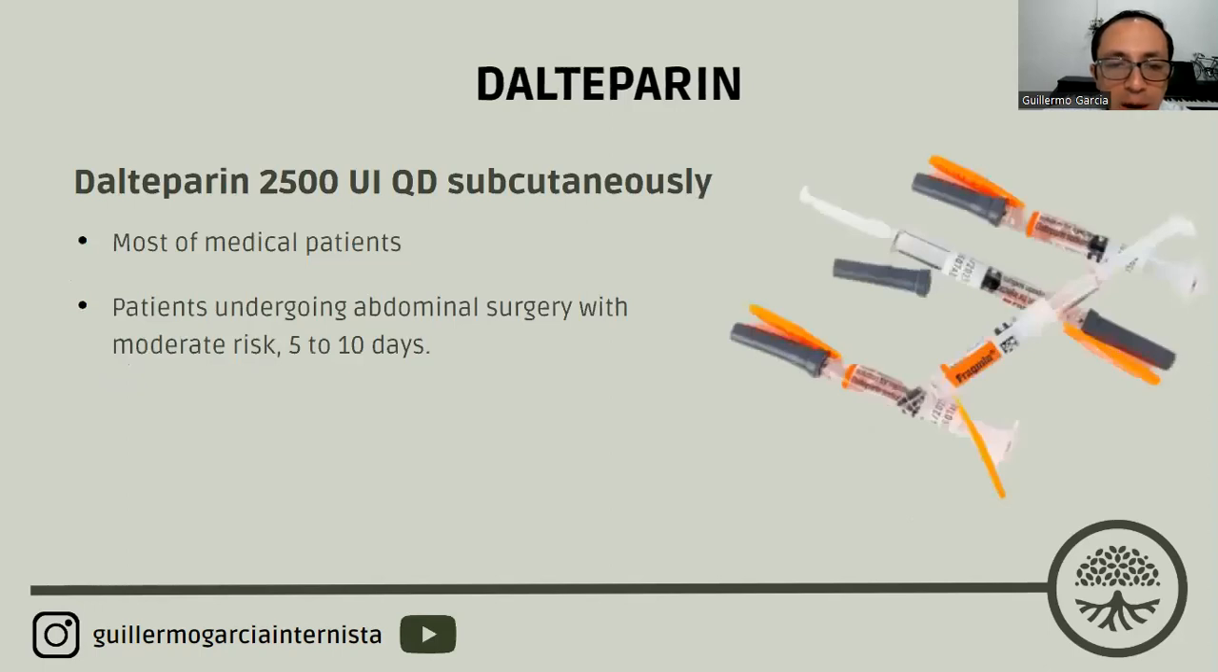Another low molecular weight heparin is dalteparin. The dose of 2,500 international units every 24 hours is indicated in the majority of medical patients and in abdominal surgery with moderate risk. In this situation, it should be administered for 5 to 10 days.